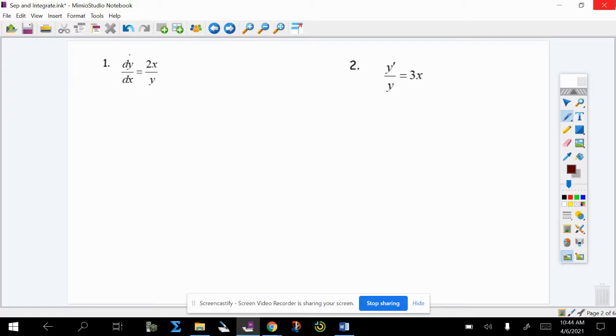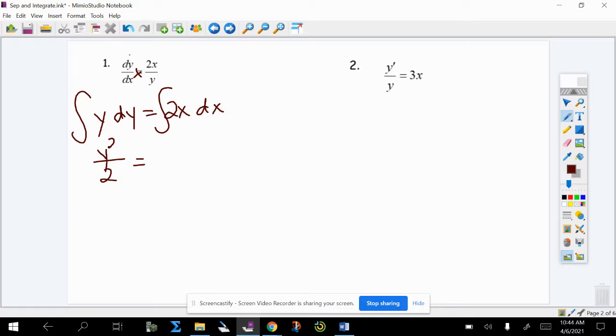So first we need to separate. This one's actually very easy to separate because we can do a cross multiplying. If we multiply diagonally one way, we get y dy. If we multiply diagonally the other way, we get 2x dx. Once you have it separated, which in this case was really quick, you're going to integrate each side. The integral of y is just y squared over 2, just doing a power rule. The integral of 2x is just x squared. You'd have 2x squared over 2, but the 2's would cancel.